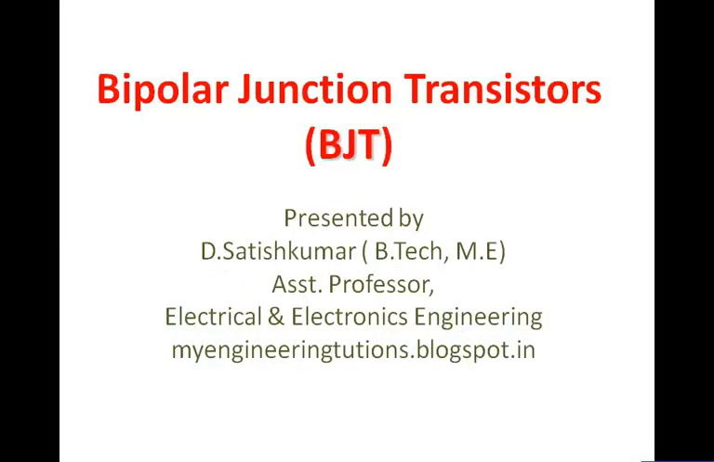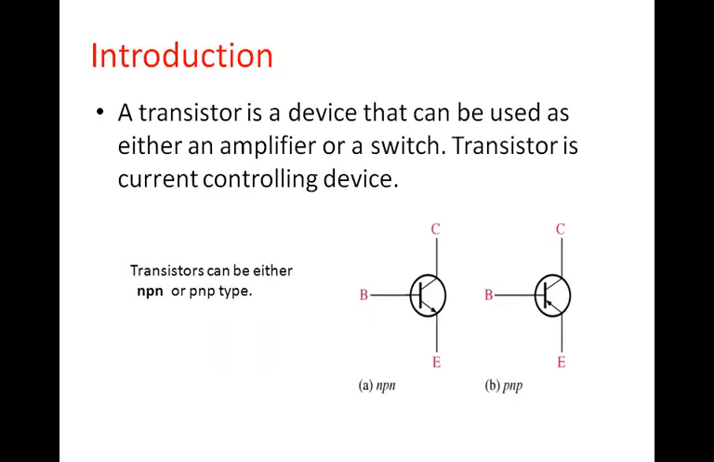Welcome to the Bipolar Junction Transistor, BJT, course. A transistor is a device which can be used as an amplifier or a switch. And the transistor, that is the BJT, Bipolar Junction Transistor, is a current controlling device.